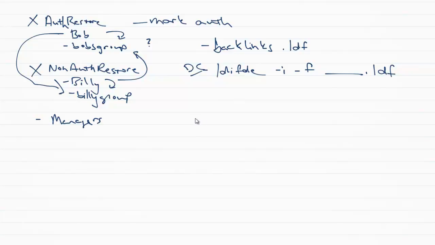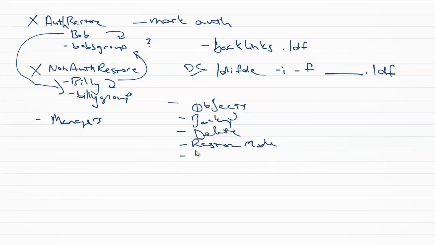Okay, so this is the order. We'll create the objects, and we'll do the backup, and delete them. Restore mode. We'll do the restore in restore mode. And then ntdsutil.